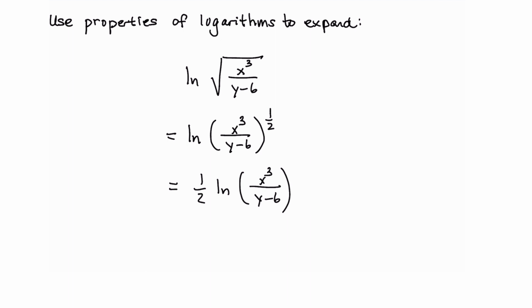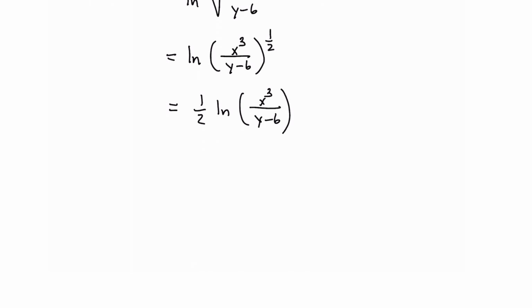Now the quantity inside the logarithm is a quotient, so I'm going to apply the quotient property of logarithms. Now here we have to be careful because this is 1/2 times the natural log of the quotient. So that means that this rewrite is going to be 1/2 times the natural log of the numerator minus the natural log of the denominator. So the 1/2 applies to both terms. And now we're almost there.